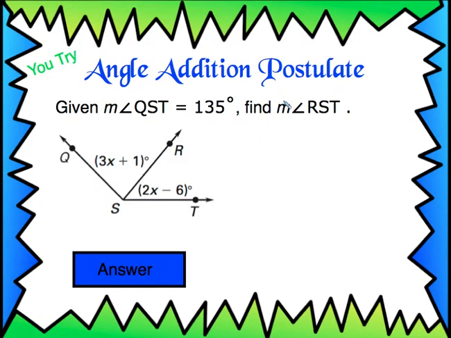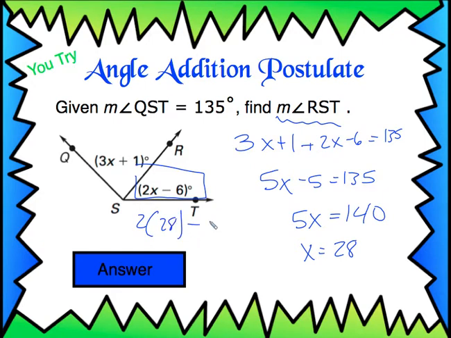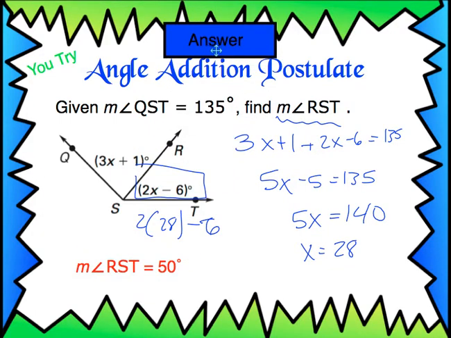So pause the video and see if you can do this one on your own. Plus 2x minus 6 equals 135. So 5x minus 5 equals 135. And then 5x, when you add the 5, it equals 140. And then x equals 28. Now it says to find the measure of angle RST, so that's this one right here. So you have to do 2 times 28 minus 6. So 2 times 28 is 56, minus 6 is 50.